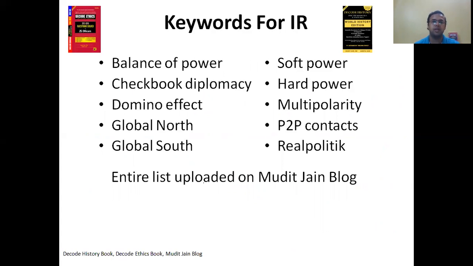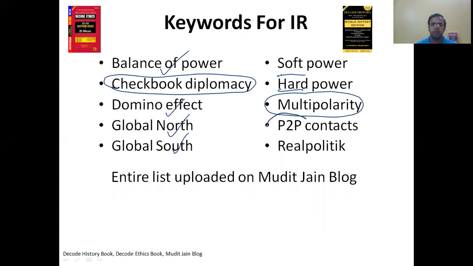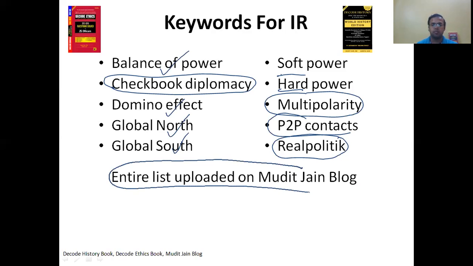Now let us come to keywords for IR. As I've been telling you, paper specific keywords have to be written in answers. This is a short list of keywords that can be mentioned, like global north, global south, domino effect, checkbook diplomacy, that we associate with China, balance of power, soft power, hard power, multipolarity, unipolarity, people to people contacts, realpolitik. The entire list of 30 keywords is uploaded on my blog. You can download it from there.